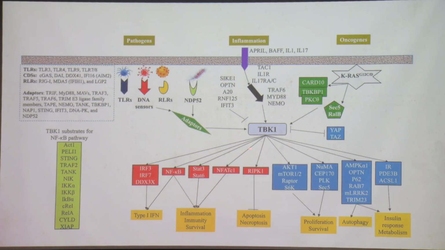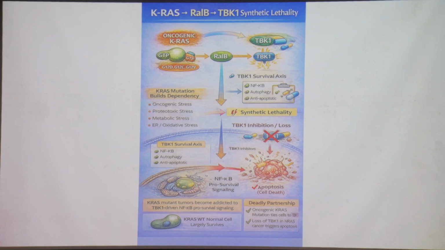Okay. You don't have to remember anything here, it's just showing you all the pathways. This is not important for you, but look at that. It provides inflammation. Cancer loves inflammation. It inhibits apoptosis and necroptosis. It promotes proliferation, survival, autophagy. So this is just summarizing the whole thing: oncogenic KRAS usually has these mutations, and through RAL-B, it actually becomes highly dependent on TBK1. And TBK1 helps survival through the anti-apoptotic pathway and NF-kB activation.